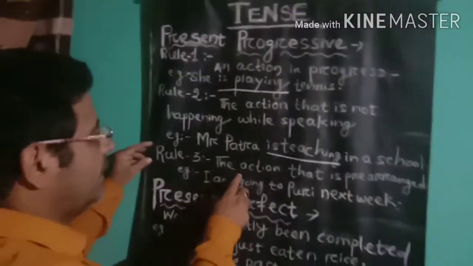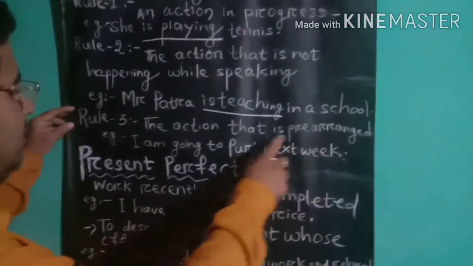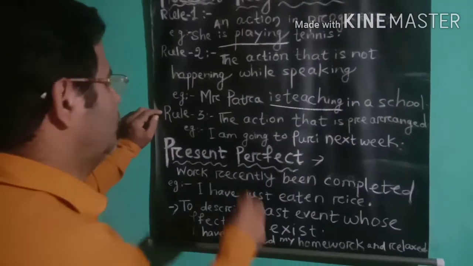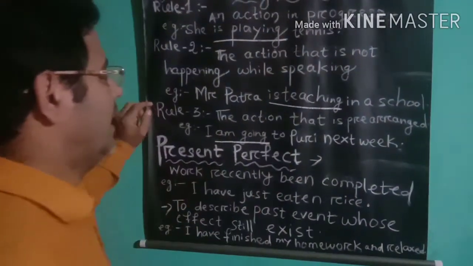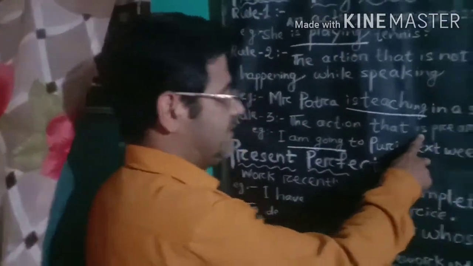And rule number three: the action that is pre-planned, that is pre-arranged. I am going to Puri next week. The action that is pre-arranged.